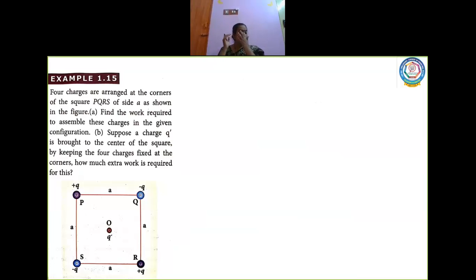So you have to find out what is the work done to assemble all these charges in this particular position. Then suppose a charge Q dash is brought to the center of the square by keeping the four charges fixed at the corners. How much extra work is required? So you need to find out what is the work required to bring the charge Q dash to the center of the square, with all four charges fixed at the corners. So let us move to the solution of this sum.